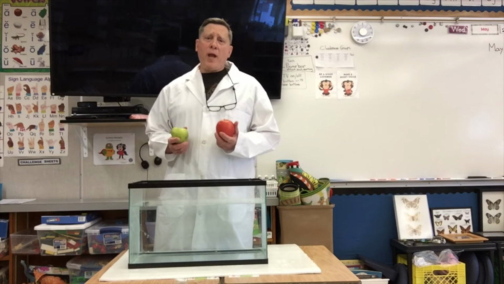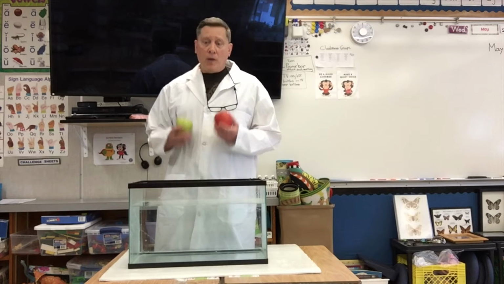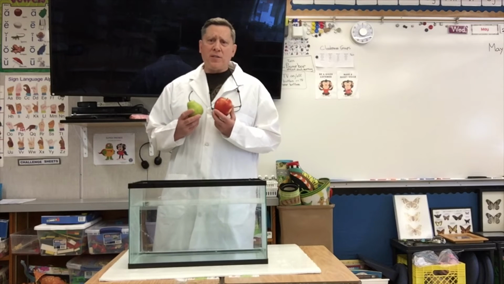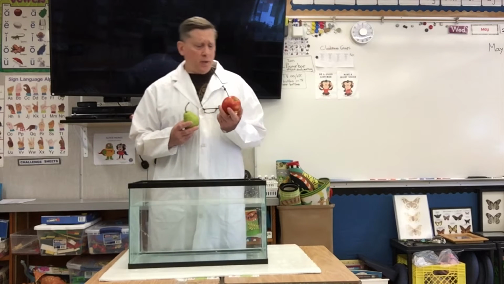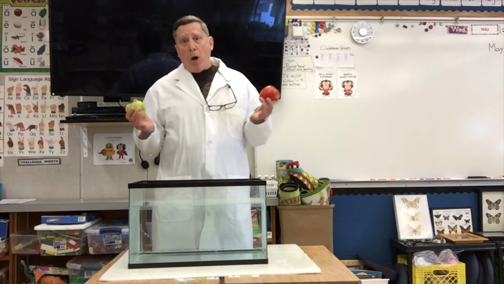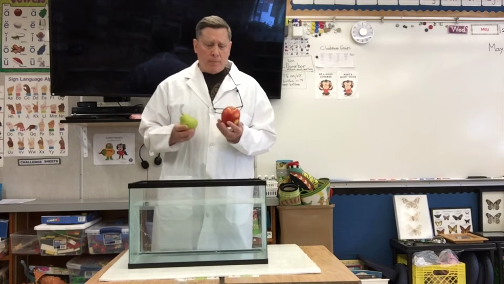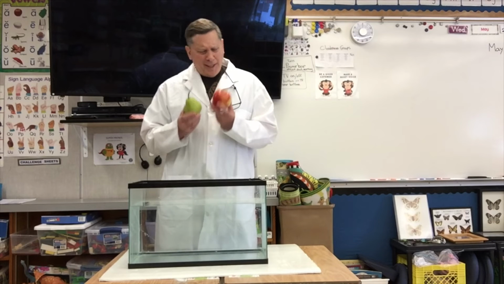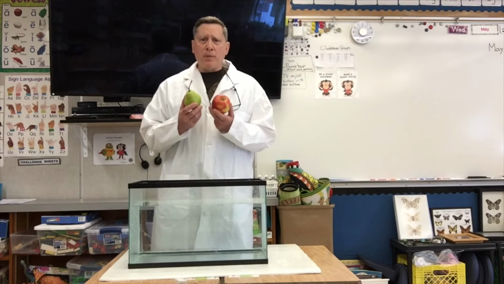Well, that's all the time we have for today's episode. I'm going to finish off by doing the old apple versus pear buoyancy test. You see, according to scientific thought, apples should float. I mean, bobbing for apples at Halloween time, right? Whereas pears should sink. According to science, this is why apples float and pears sink. The low gas content of the pear can't compensate for the weight of the rest of the fruit, so down it goes. Well, that's kind of weird because they're both very similar fruits.